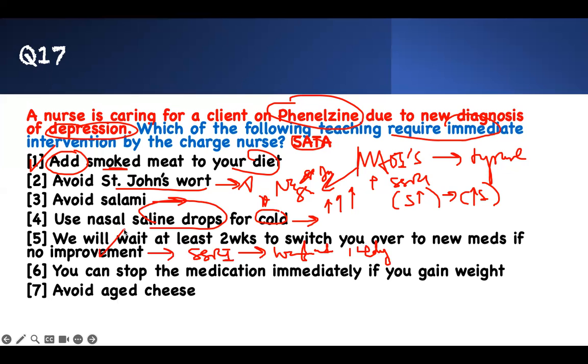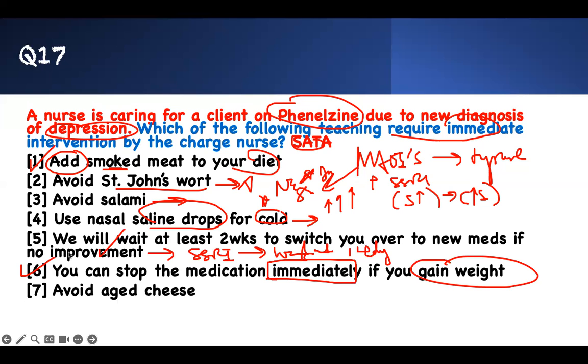You can stop the medication immediately if you gain weight. Guess what? One of the common side effects is what? Weight gain. But this medication takes a while to work. You can't just stop it right away. It becomes a problem. So this is wrong. Immediately, no, you never stop one medication. Let me know what is going on and I can tell you. You yourself cannot stop it. So this needs something. Avoid aged cheese. Yeah, there's tyramine in it. So this is a good teaching.